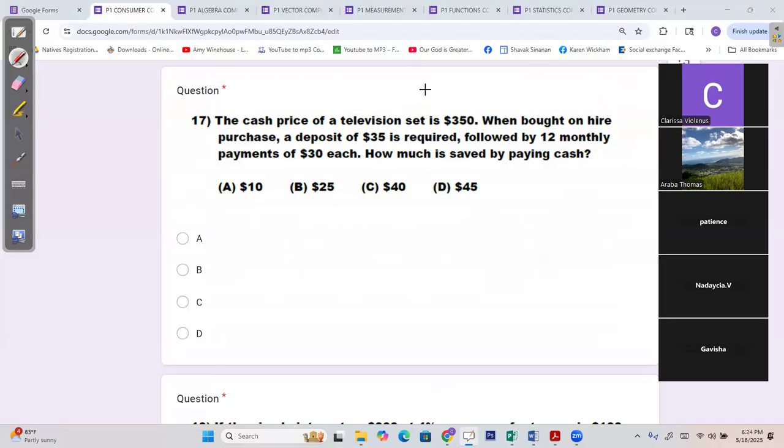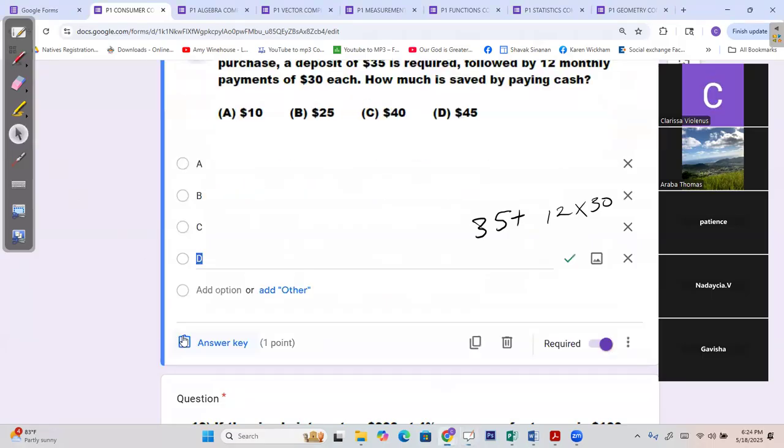We did this. It was 35 plus 12 times 30. And then when we get to really subtract, that was the answer. I got good memory because I can be honest with you, I didn't remember. Hey, I got good memory, period.